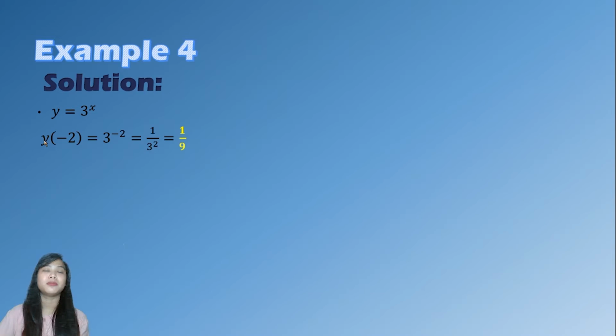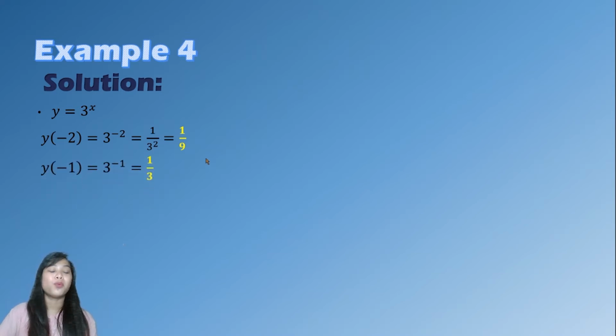So we have from negative values, so we have negative 2. y of negative 2, we have 3 raised to negative 2 equals 1 over 3 squared. So by the law of negative exponent, that is equals to 1 over 9. So 3 squared, that is 9. Next, we have y of negative 1, that is equals to 3 raised to negative 1. So just substitute negative 1 to your x. So we have 3 raised to negative 1, that is equals to 1 over 3 raised to 1, which is 1/3.